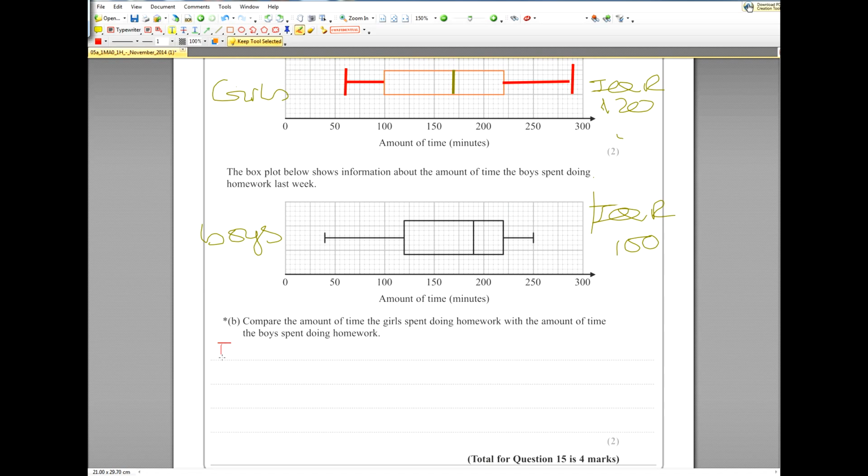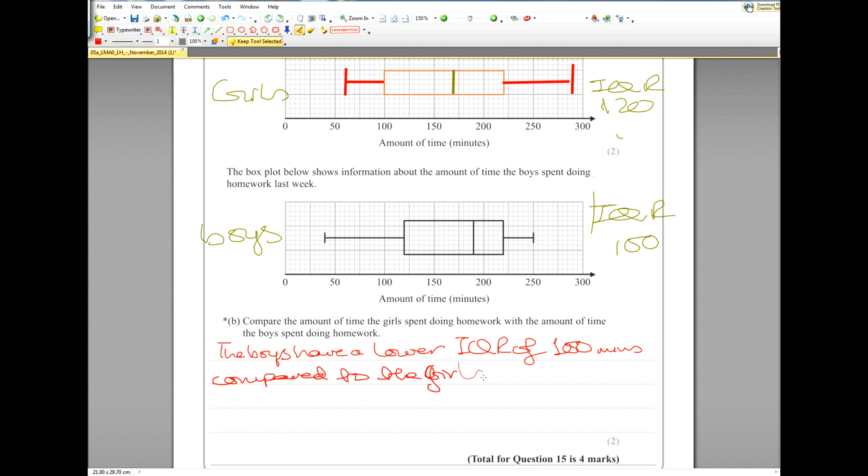The boys have a lower interquartile range of 100 minutes compared to the girls, who have an interquartile range of 120 minutes. Full stop. Okay, have you written that down, folks? So first of all, we made a comparison. We've said that the boys got a lower interquartile range and the girls have got a higher one.